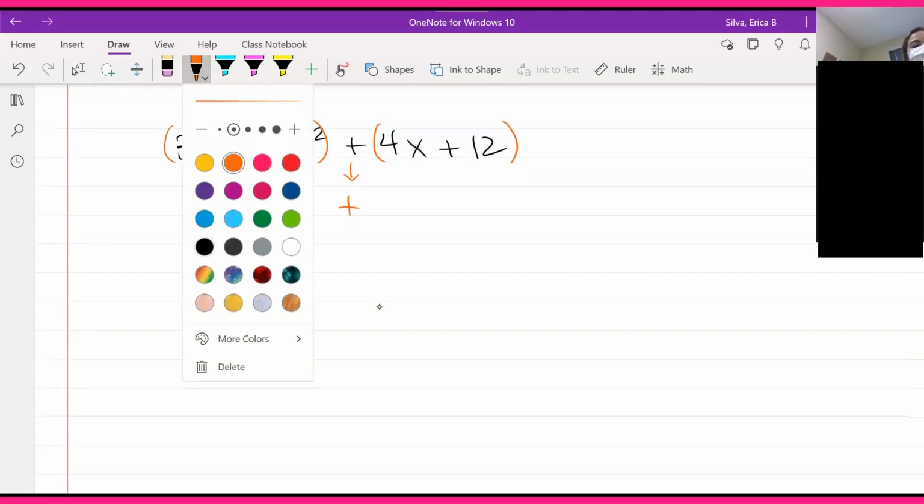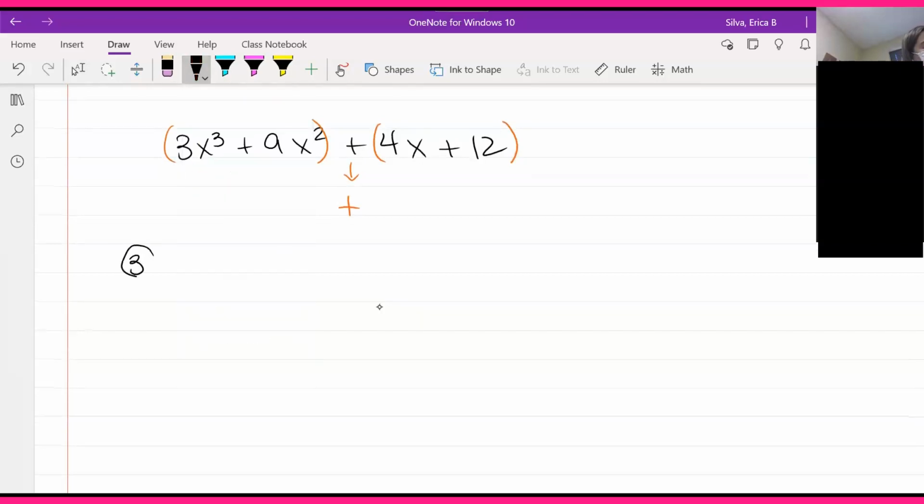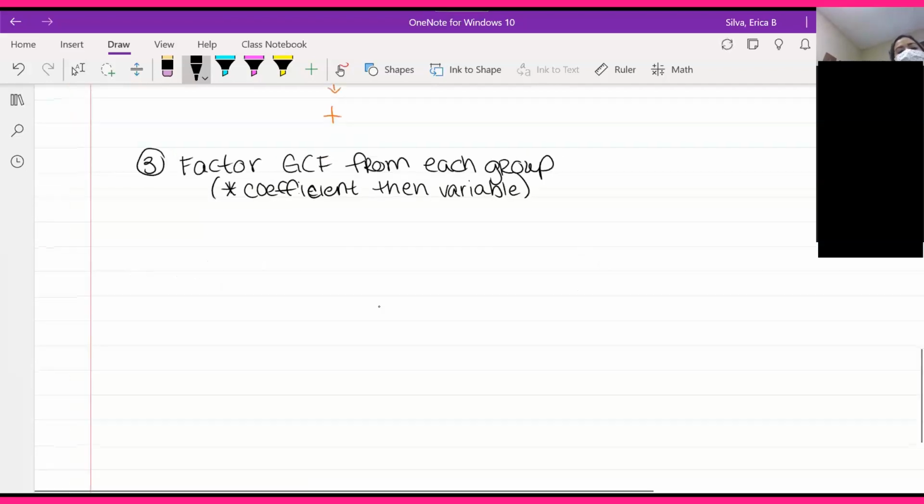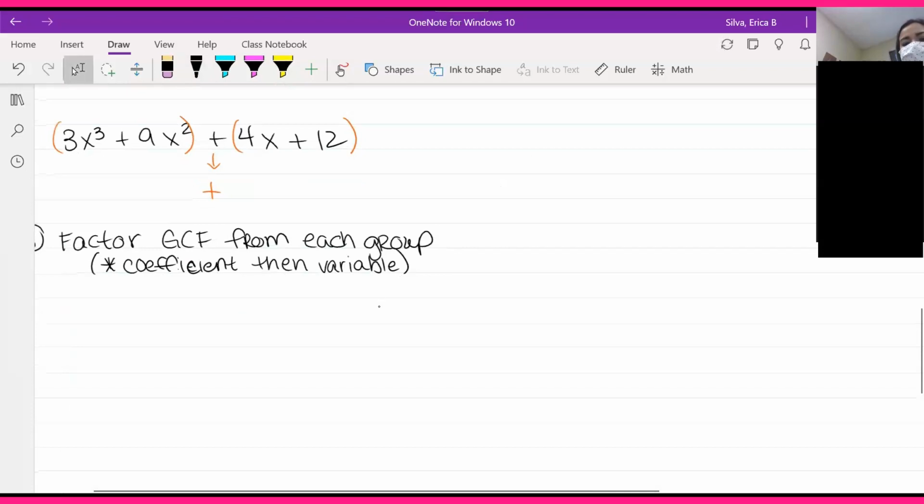Our next step is going to be to factor again. Factor the GCF from each group. Make sure you remember to do the number first, or do the coefficient first. Then the variable. I'm going to rewrite this again. Maybe I should put it on this side.